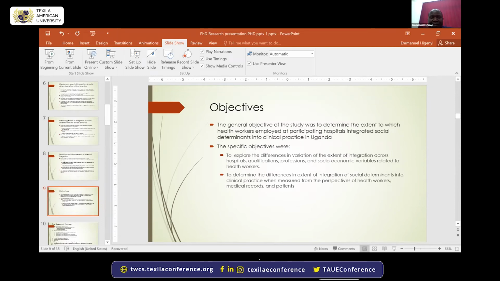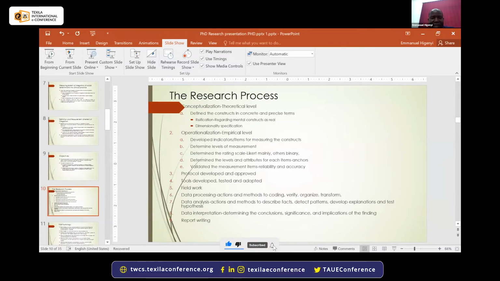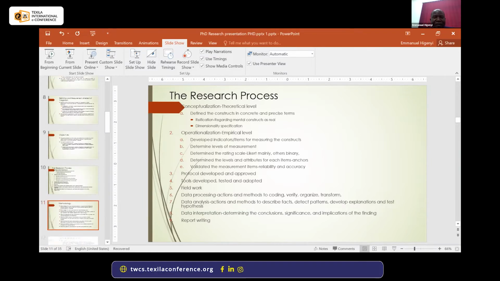So the objective of the study was to investigate and determine the extent of integration of social determinants and how the extent varies across hospitals and the socio-economic and socio-demographic variables of the health workers. The research process is detailed here, and I will not go through the detail, but it went through proper conceptualization, operationalization, and developing the tools, until the reporting, which is currently going on.